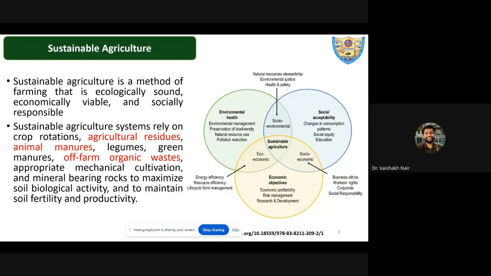Now, the first keyword is sustainable agriculture. Sustainable agriculture is a method of farming that is ecologically sound, economically viable, and socially responsible.